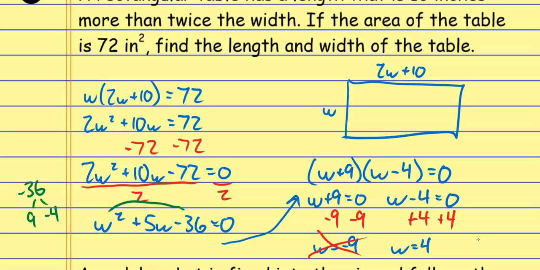The width is going to be 4 inches. So the width is 4 inches. Which then means the length, well, I just have to plug this back in. So if this guy is a 4, up here I would plug the 4 in. So that looks like an 18 when I simplify that. So that's 18 inches. Okay? So this is a smaller table, probably like a little end table or something like that.